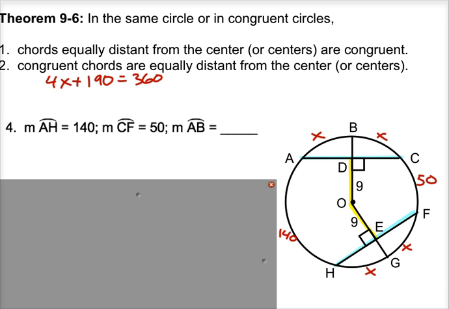So subtract 190 off of each side, and you get 170. Divide by 4, and 170 divided by 4 is going to be what? So you end up with 42 and a half.